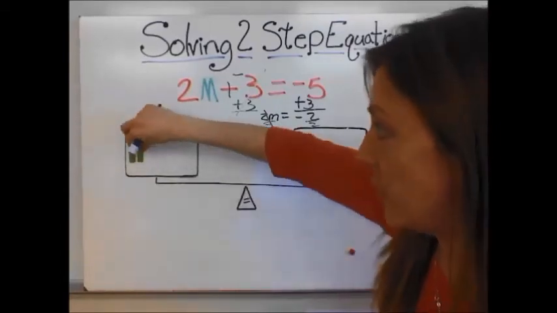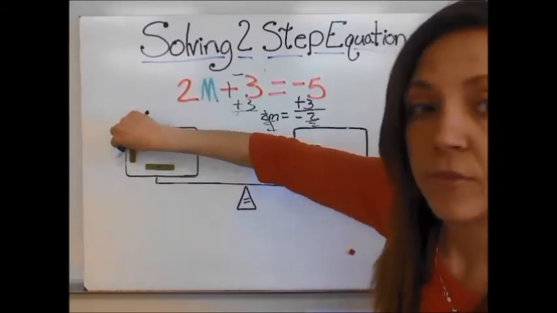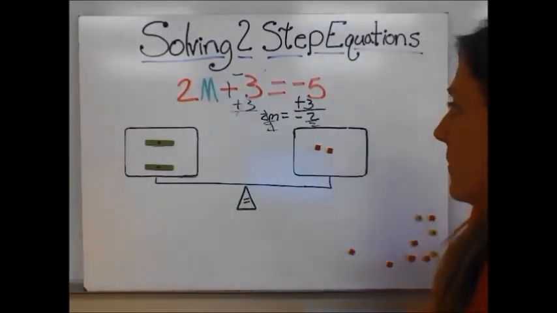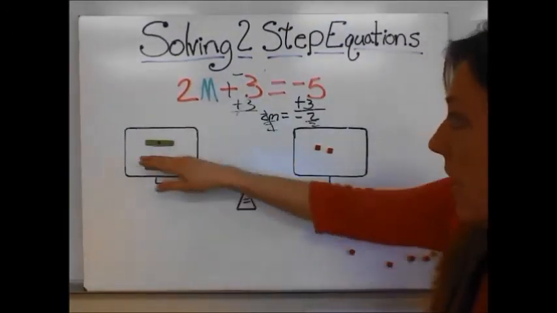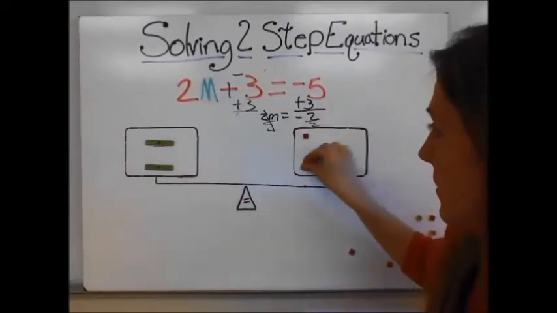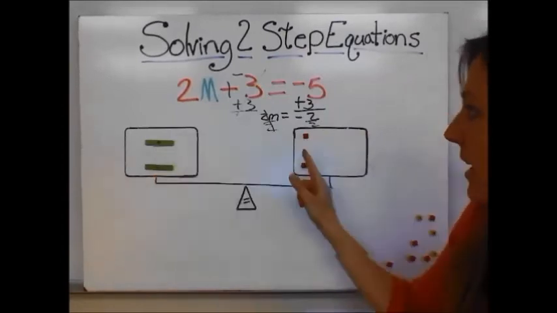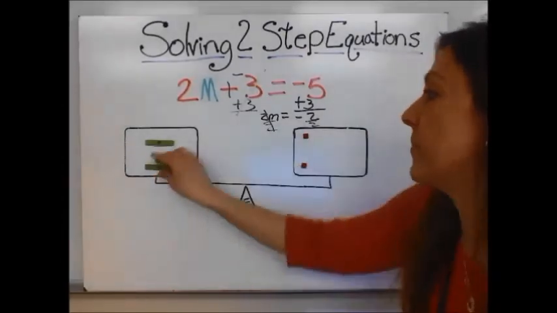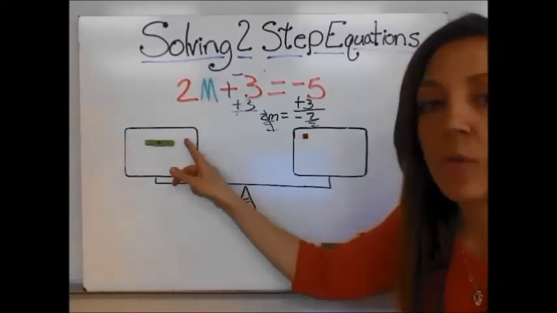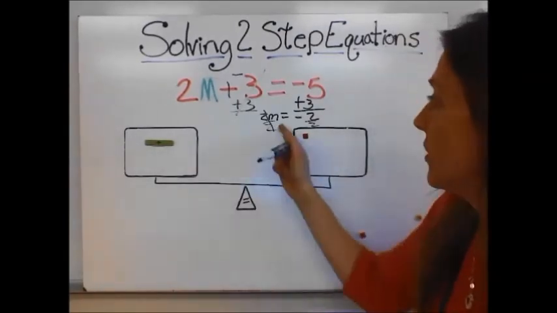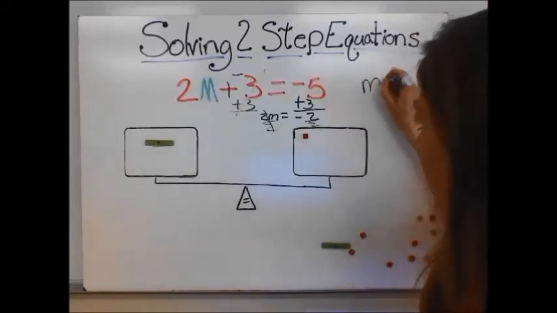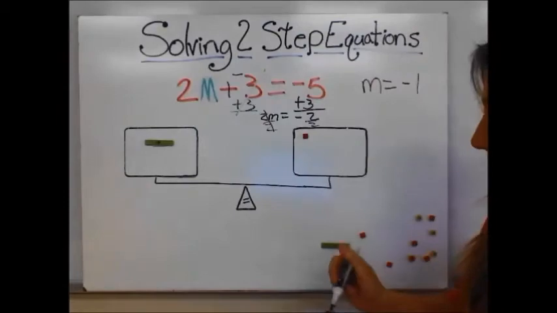If I divide this by 2, if I split these two variables into groups, I'm going to end up with those two separated, and then I'm going to split these into 2 groups, and that shows me that 1m equals a negative 1. So I could take this away and know that 1m equals negative 1. So divide by 2, I get m, I'll put it up here, equals a negative 1.